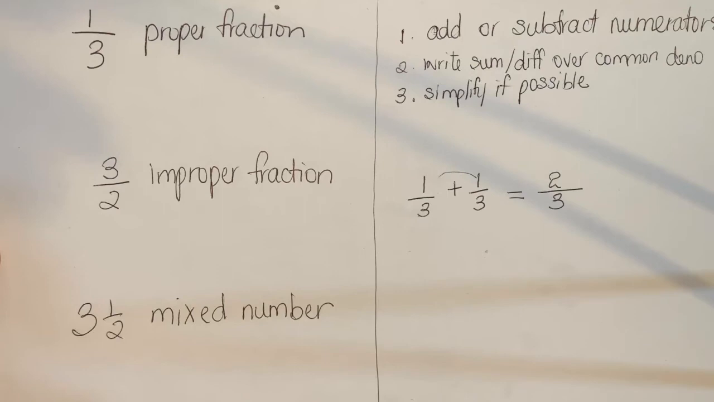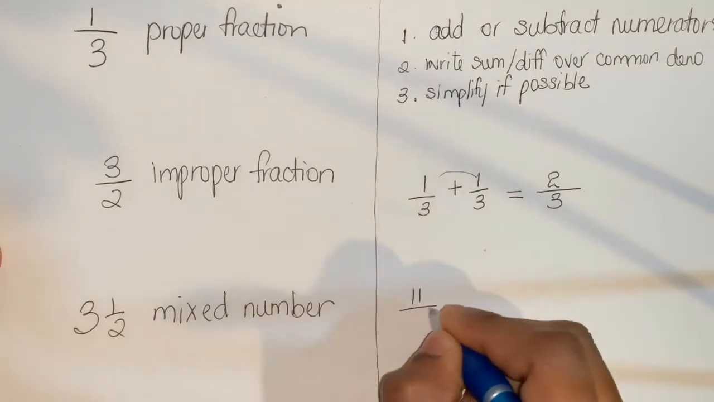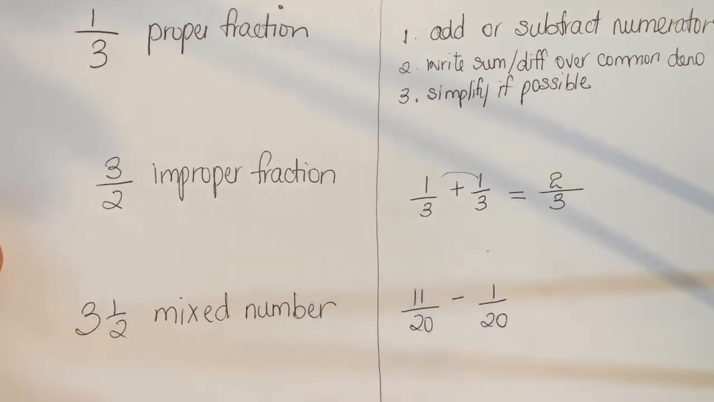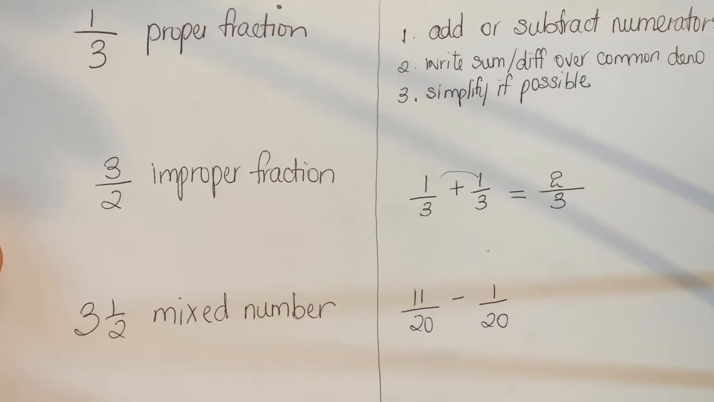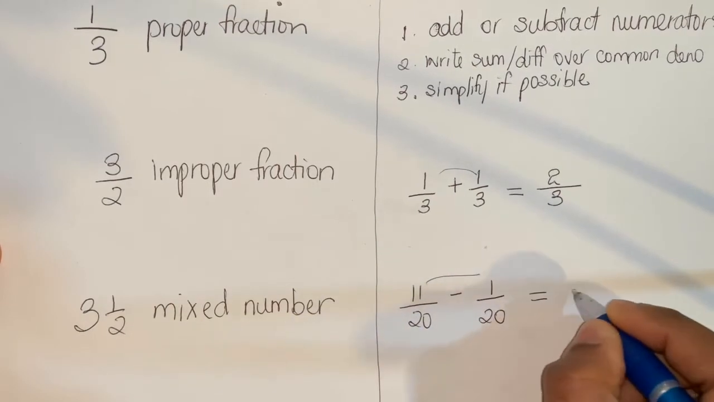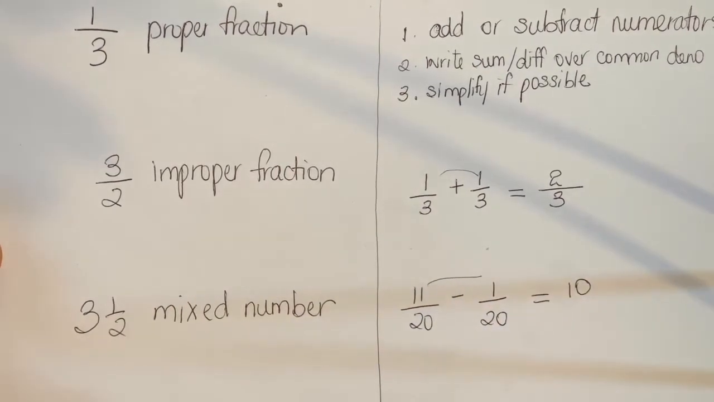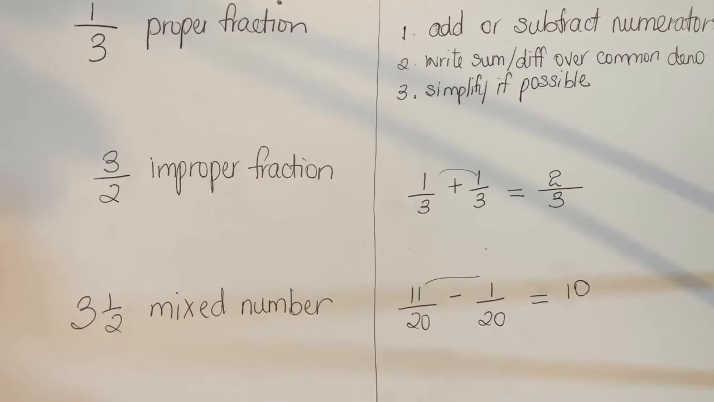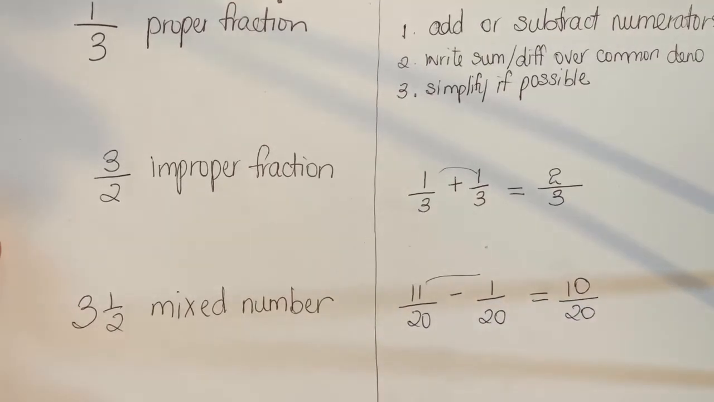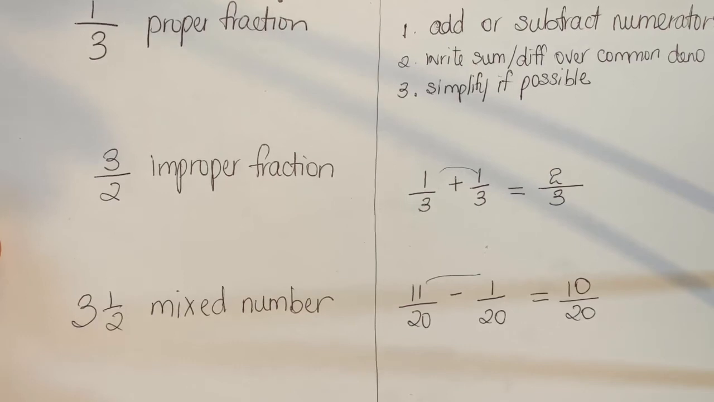So moving on to example 2. We have 11 over 20 minus 1 over 20. And again, we're going to follow the steps. 1. Add or subtract the numerators, and we're going to subtract 11 minus 1. We get 10. Write the sum or difference over the common denominator, and the common denominator is 20. So our answer is 10 over 20, but here it is obvious that this can be simplified.